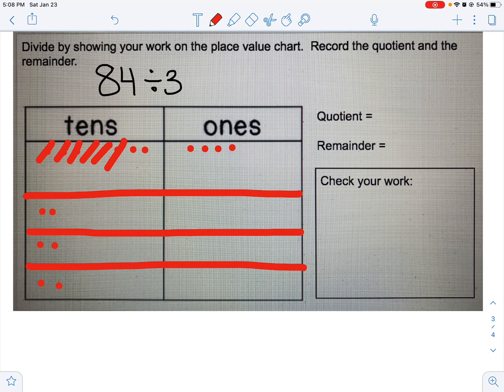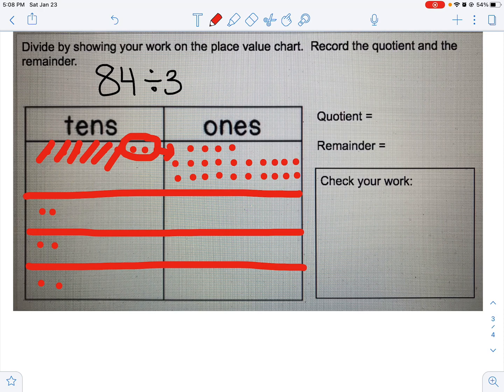Now I only have 2 tens left. I don't have 3. So I can't parcel those out nicely. I can't share them equally. So I'm going to have to turn all of those tens into ones. So I'm going to show that I'm going to make those into ones. If I have 2 tens made into ones, I'm going to have to draw 20 more of these dots. 1, 2, 3, 4, 5, 6, 7, 8, 9, 10. 1, 2, 3, 4, 5, 6, 7, 8, 9, 10.